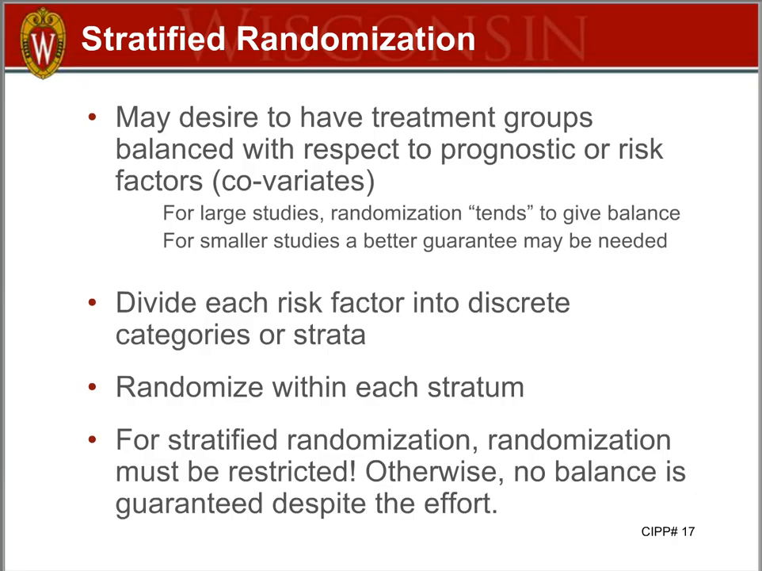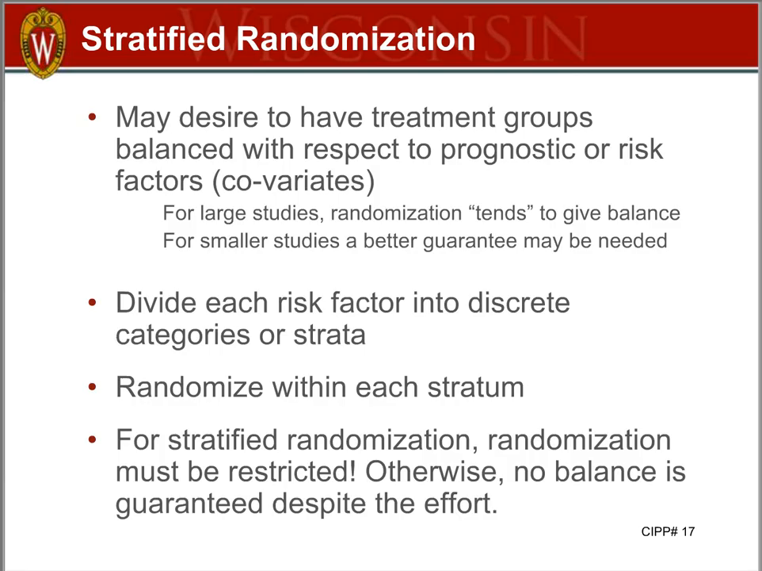Another desire is to have patients balanced within certain prognostic or risk factors or covariates. For large studies, theory says and practice demonstrates that randomization will tend to give balance not only overall, but it'll give pretty good balance within the risk factors or subgroups you're interested in. For smaller studies, that might not always be the case, and so if you're concerned about a particular subgroup, you would like to make sure there's a little more balance.